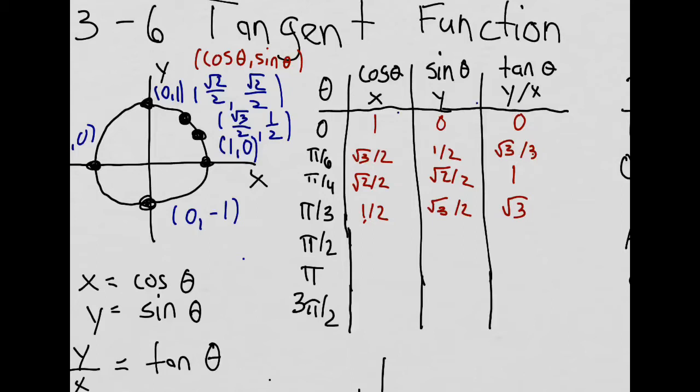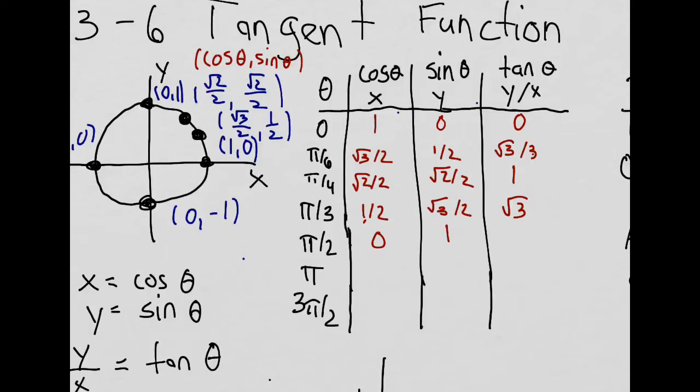Now, let's look at one that's a little bit tricky. Let's look at pi over 2. Pi over 2 is right here, at 90 degrees. Well, with this one, what is my x? X is 0. Y is 1.